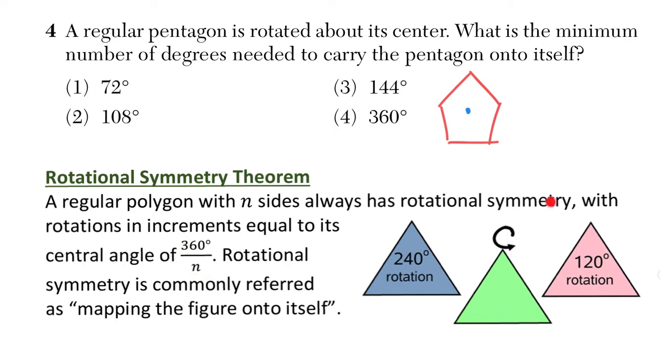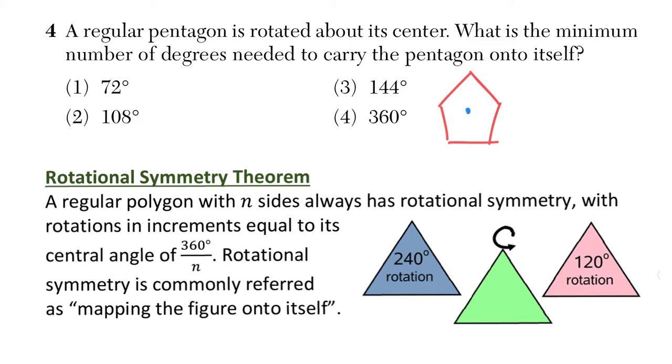So here, for example, in this triangle, 360 degrees divided by 3 is going to give us 120. So we know that 120 degrees, it's going to map onto itself or carry onto itself. And then another 120 for a total of 240 degrees. And then 360, it's going to return all the way around.